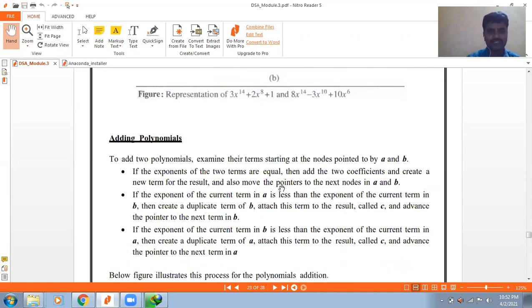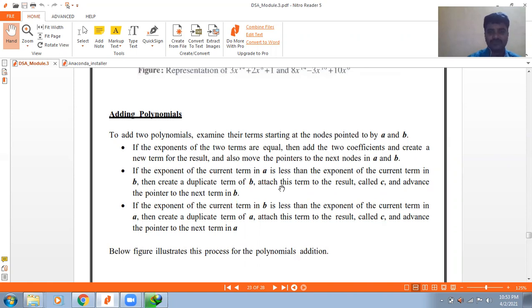Adding the polynomials: to add the two polynomials, examine their terms starting at the nodes pointed to by a and b. If the exponents of the two terms are equal, then add the two coefficients and create a new term for the result, and also move the pointers to the next node in a and b. If the exponent of the current term in a is less than the exponent of the current term in b, then create a duplicate term of b. Attach this term to the result C and advance the pointer to the next term in b.